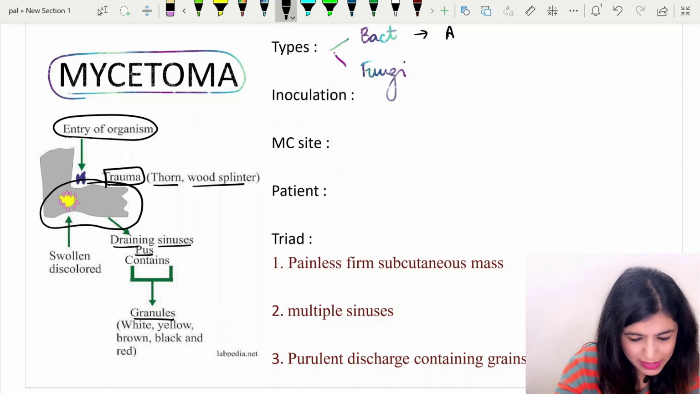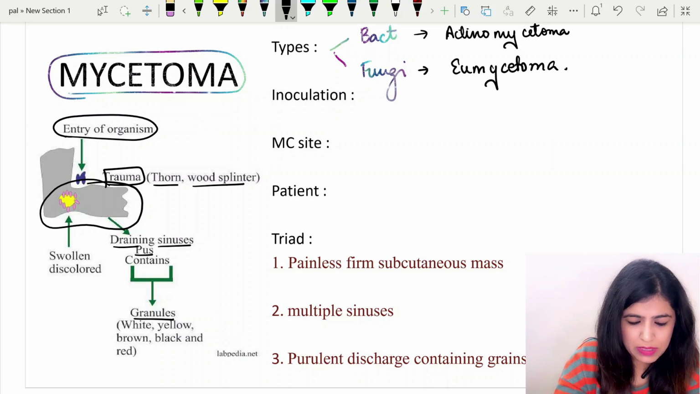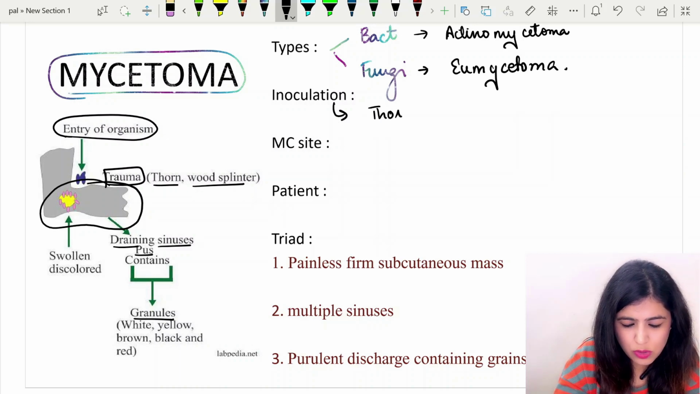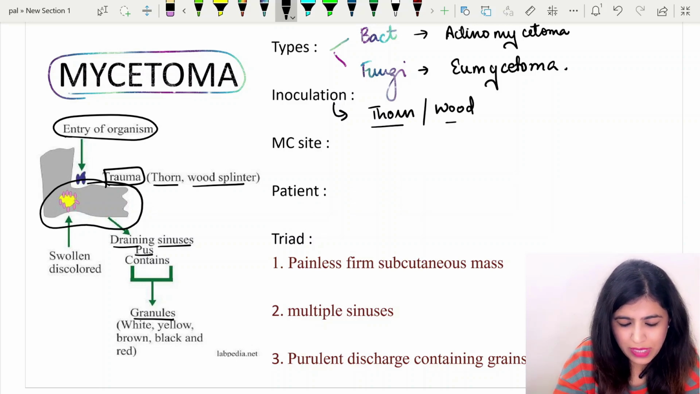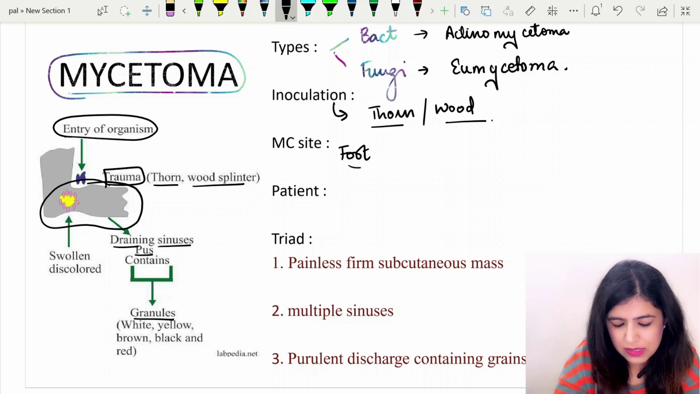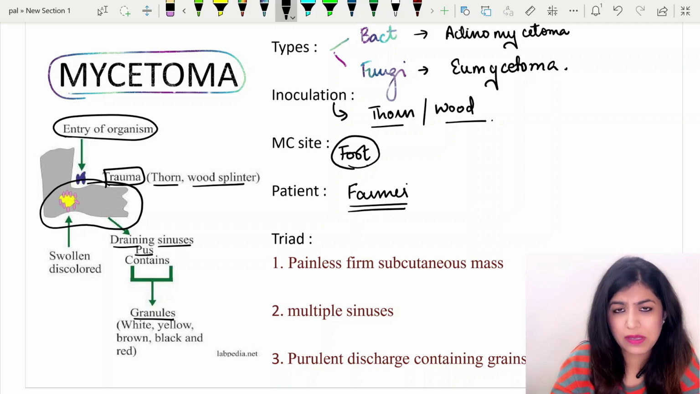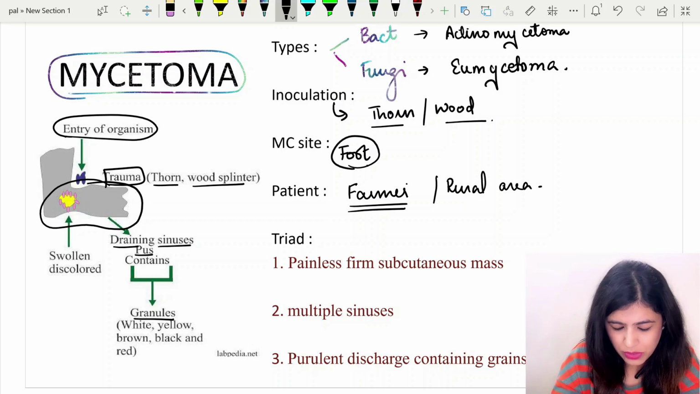When it happens due to bacteria, it is called actinomycetoma. And when it happens due to fungi, it is called eumycetoma. The inoculation mostly happens through plant matter like thorn, wood splinter. Most common site will be the one most commonly associated with trauma, that is the foot. The patient will mostly be a farmer who lives in open areas and works in fields, or it can just be mentioned that the patient belongs to a rural area.